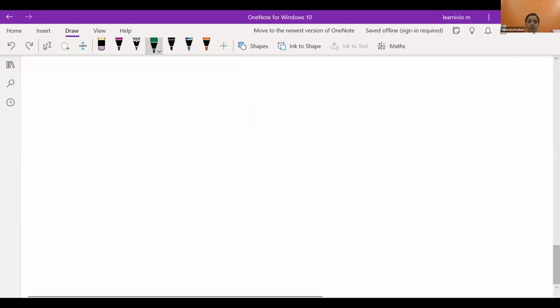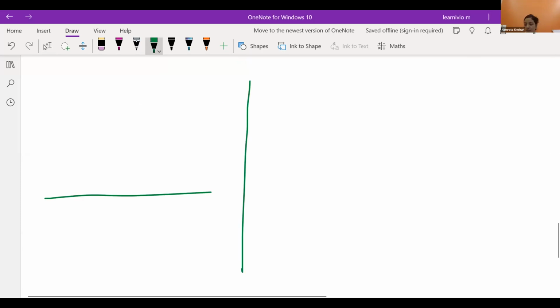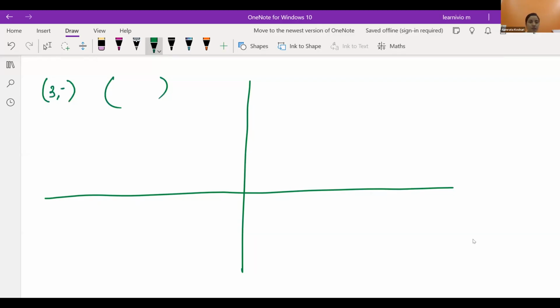Now the third set of coordinates which I had given, what was that? Can anybody dictate the points which I had given, the third one? 3, -2, and 3, -4. Okay. So if I locate these two points, x is 3 and y is -2 here. And the next one is x is 3 and y is -4 here.